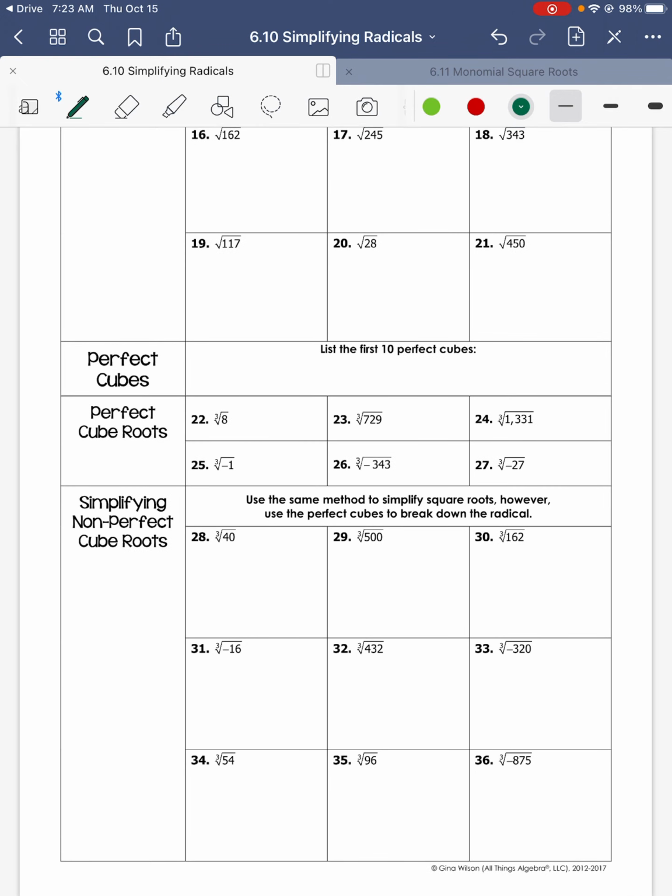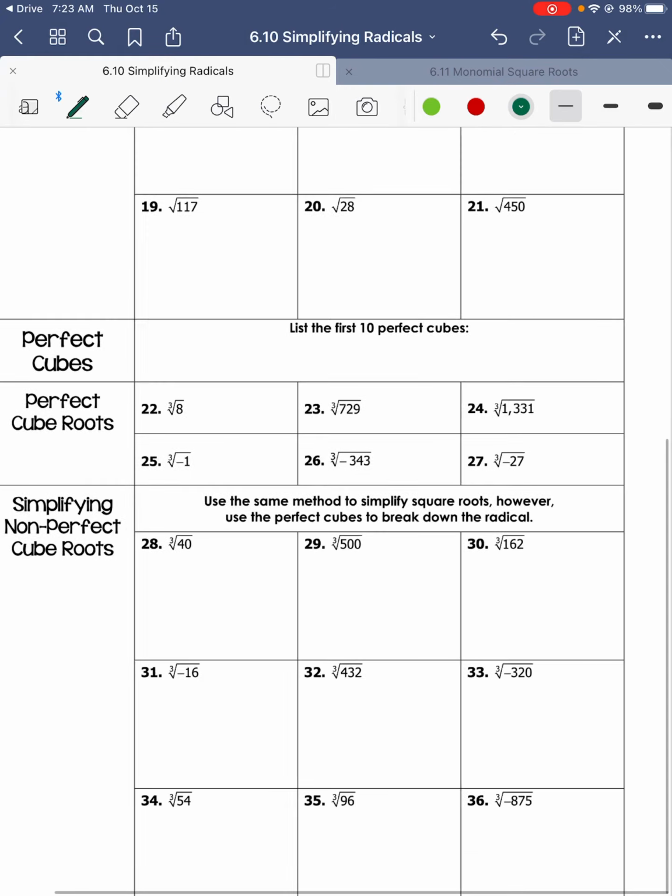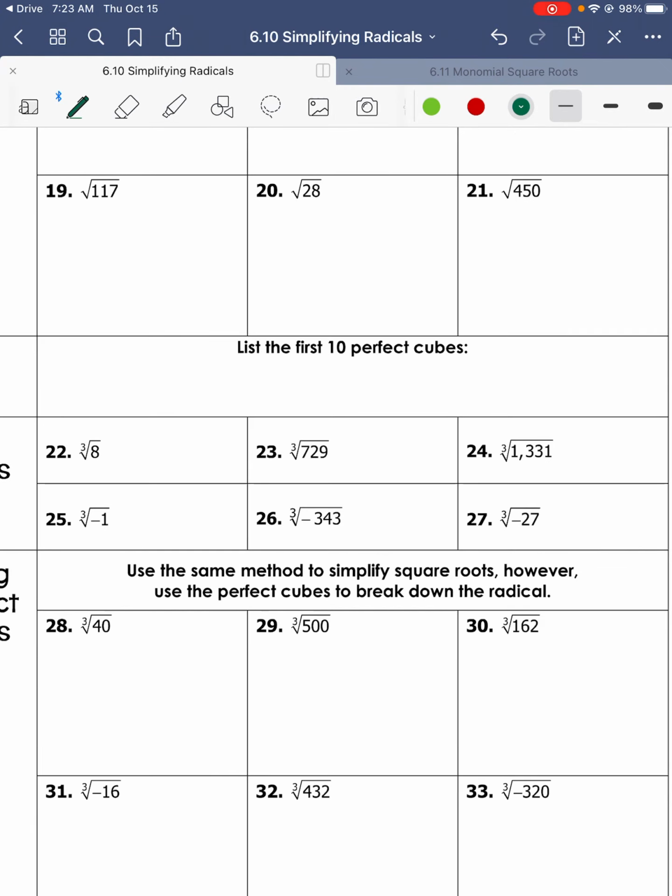Let's scroll down and take a look at perfect cubes. Okay, so these are going to work the same way. The only difference is the index, instead of being 2, is 3, so we're looking at cube roots. Okay, and the factors of the radicand, when we simplify, we want to look for perfect cubes instead of perfect squares. Okay, so let's write down the first 10 perfect cubes.